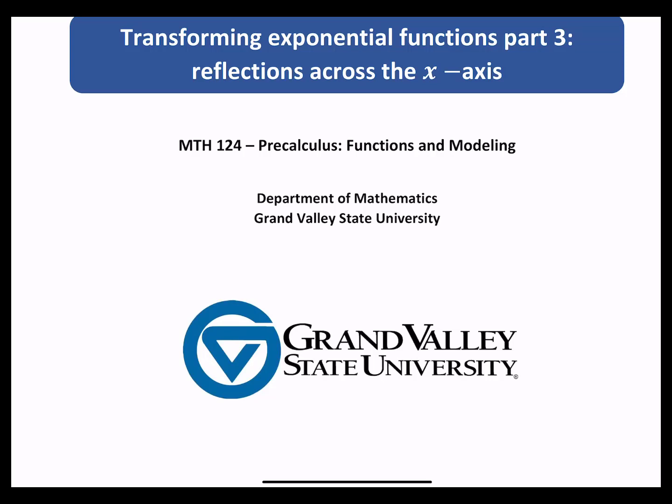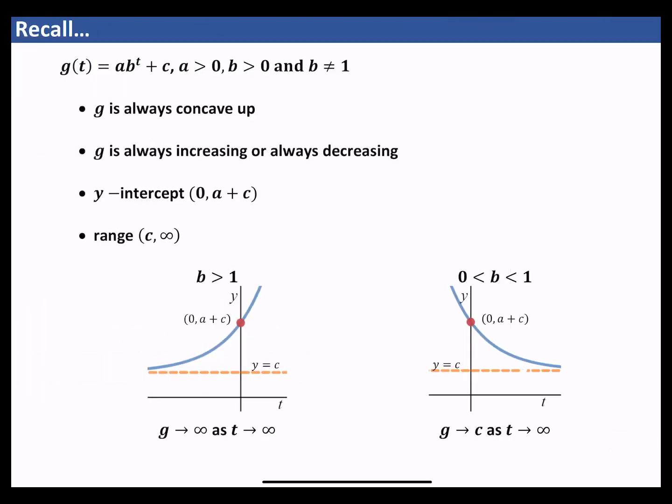Hello and welcome to the screencast on reflecting exponential functions across the x-axis. We have already established that any exponential function of the form g of t equals ab to the power of t plus c, where a and b are positive real numbers with b not equal to 1, is always concave up and is either always increasing or always decreasing.